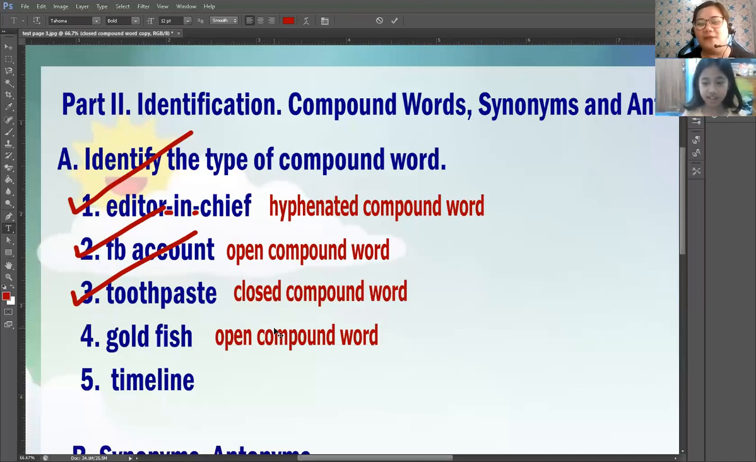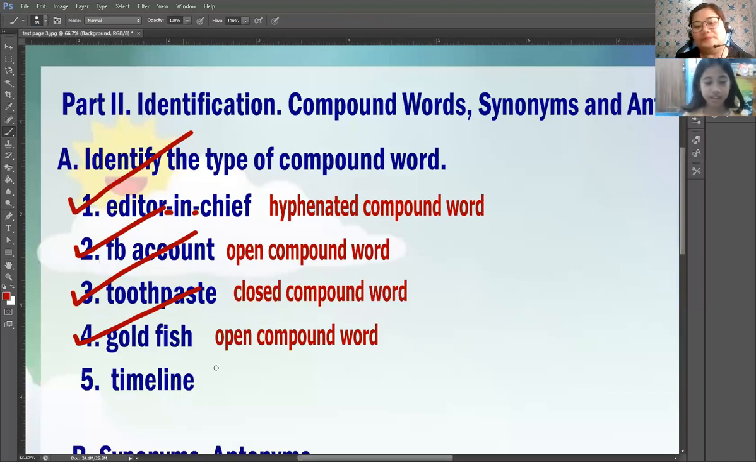All right. So why open compound word? Because it has a space in between the two words. Yeah, very good. Exactly, because there is a space in between two words. Very good. Okay, how about number five?